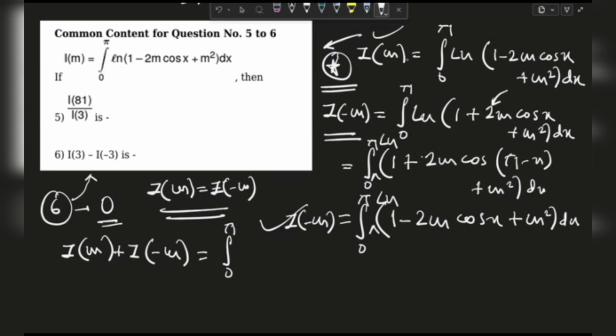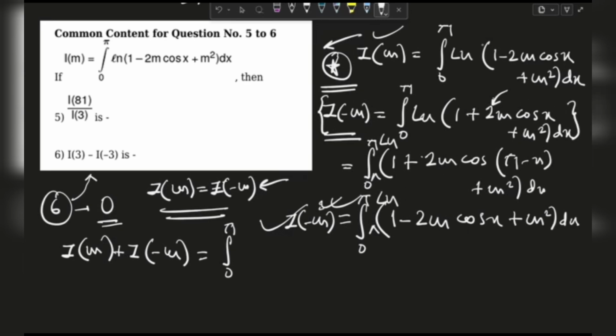Now, don't have a misconception that I am taking this I of minus m for manipulation. I applied King's rule to I of minus m basically to prove this thing, and also this will be required later on in this step, but whenever I am adding this thing, I will be taking this particular form. And there's a reason behind that.